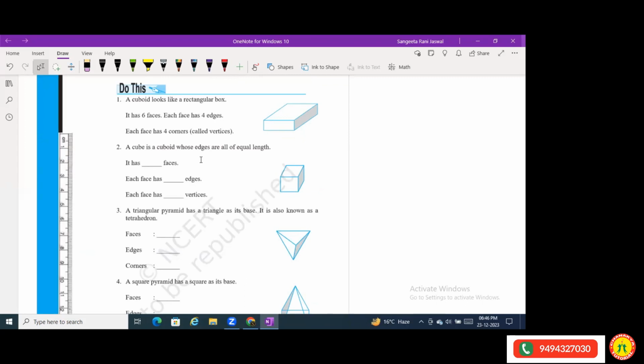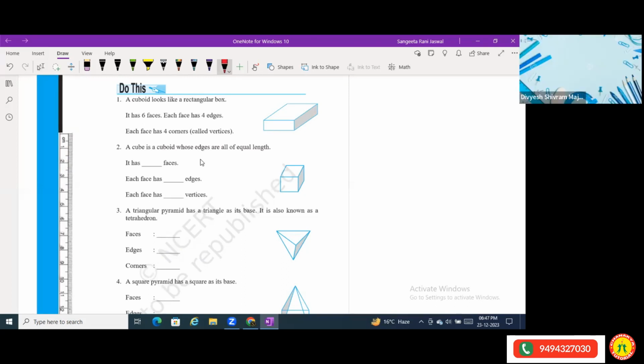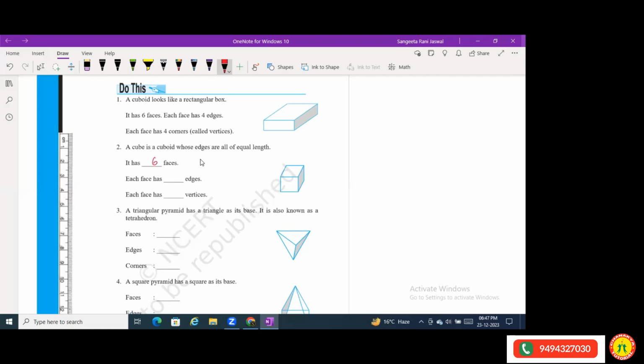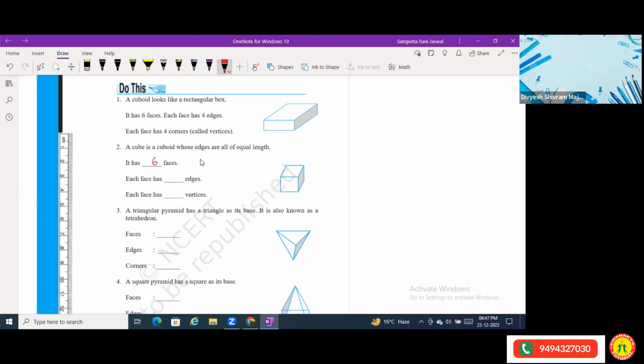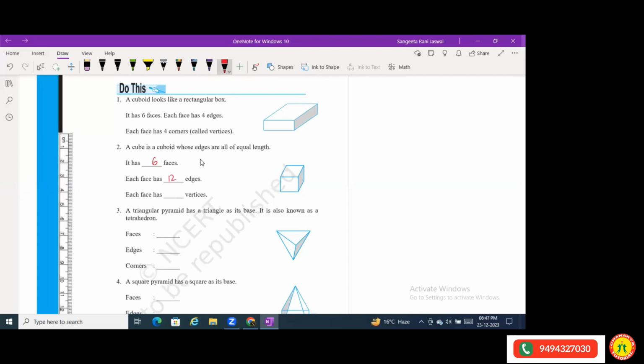Now tell me about the cube. How many faces does it have? Ma'am, six faces. How many edges? Ma'am, 12. See here, all these edges: four on the top, four at the bottom, and four on the sides. If I draw the back part also, it will be like this. Four on top, four here, and four on the sides. So 12. How many vertices? 8 vertices.